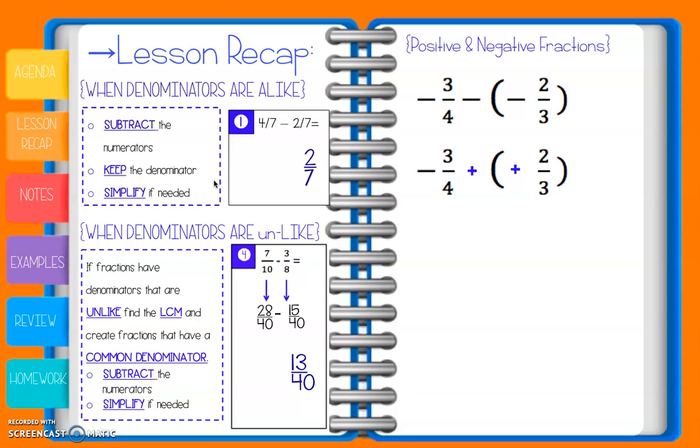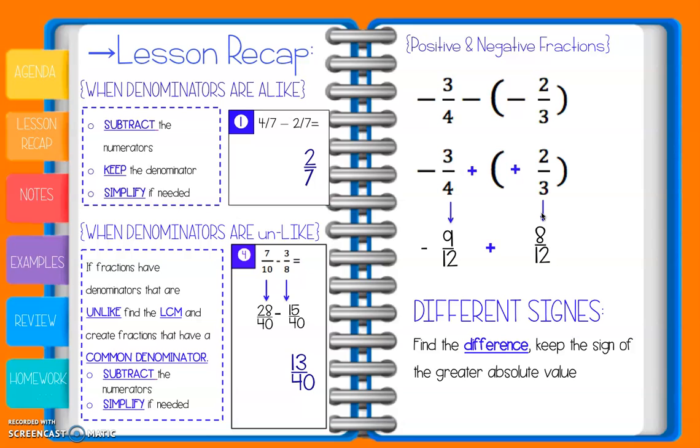Okay, and so now we're going to create common denominators. The least common denominator between 4 and 3 is 12. So our first fraction, we're going to multiply by 3 and we get -9/12. Our second fraction, we're going to multiply by 4, so we get +8/12. We're still adding them because we changed the subtraction to addition and added the opposite.